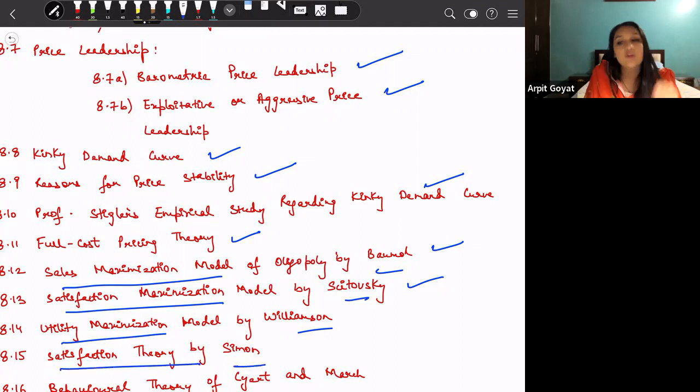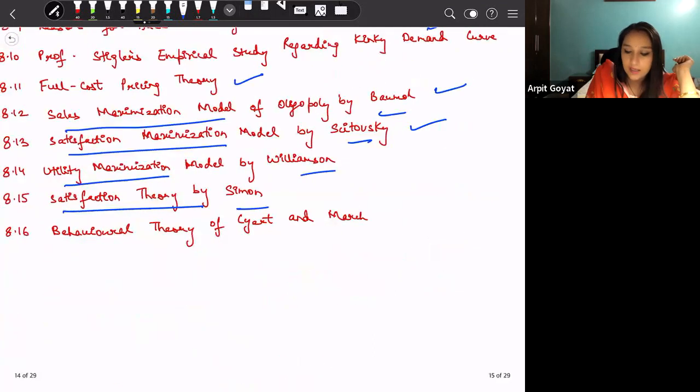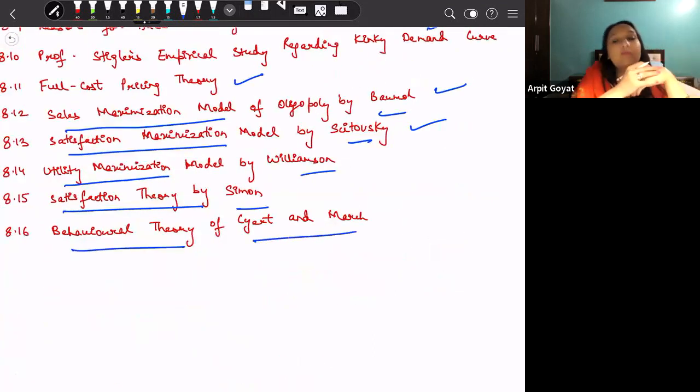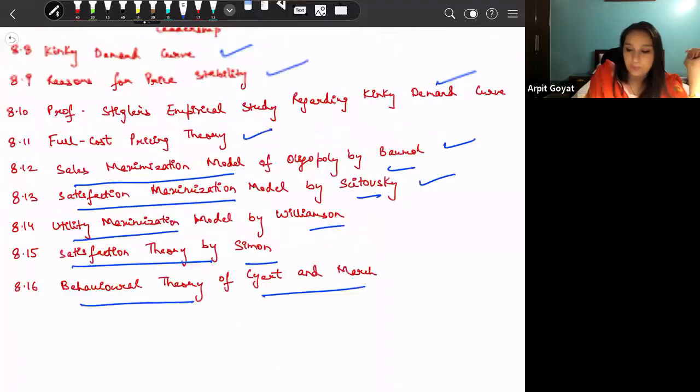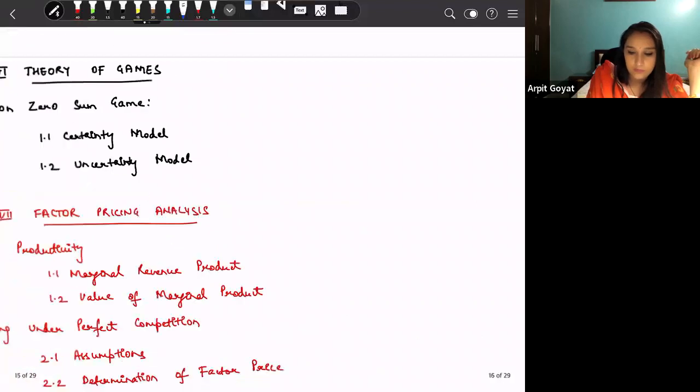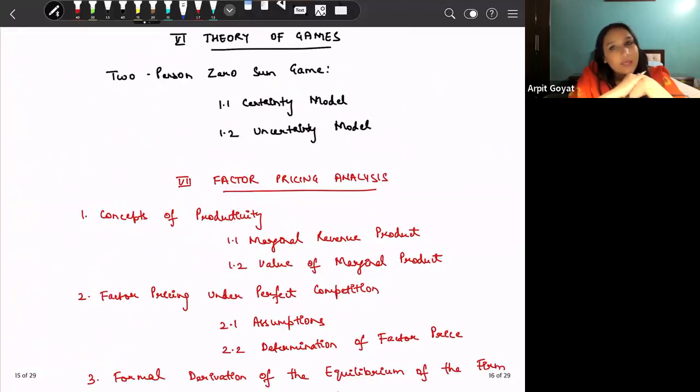Then we have satisfaction theory of Simon. And lastly, behavioral theory of Cyert and March. So we'll discuss these alternate models also. Theory of games, statistics part. So here we'll discuss zero-sum game, certainty model, uncertainty model, prisoner's dilemma. So सारी चीजें हम discuss करेंगे.